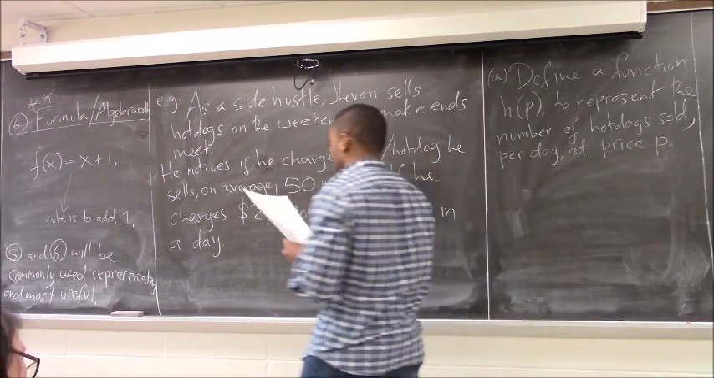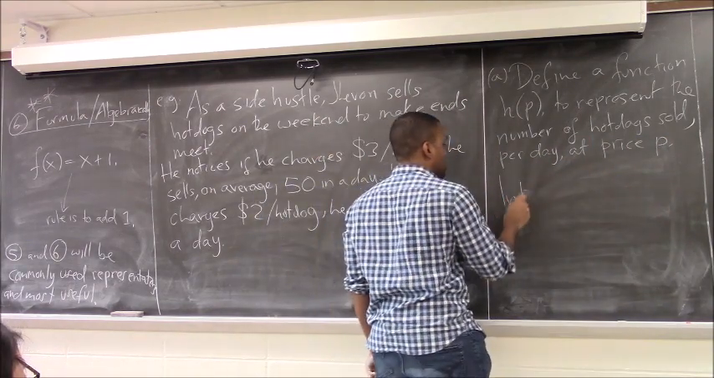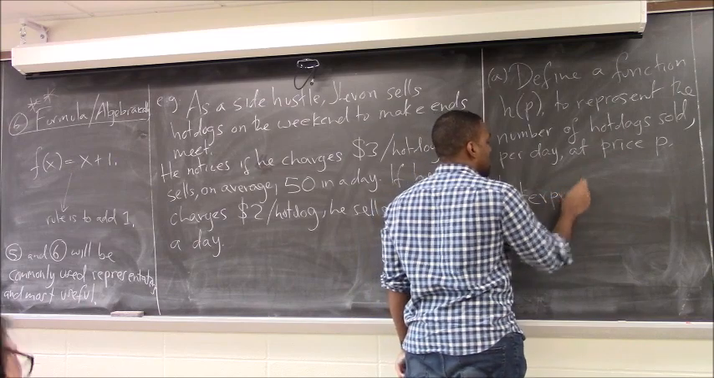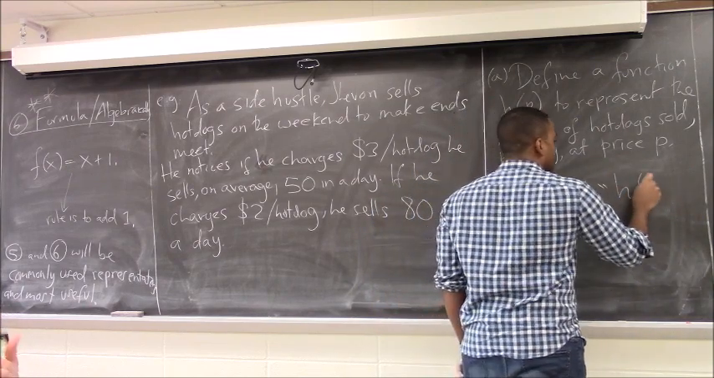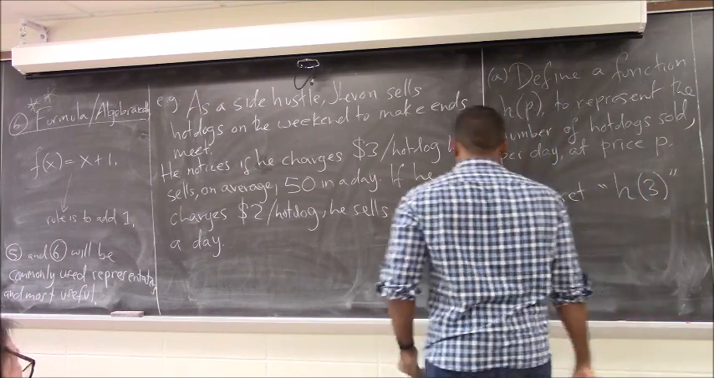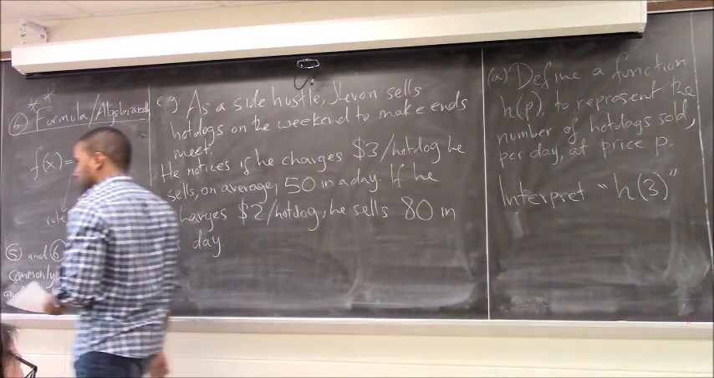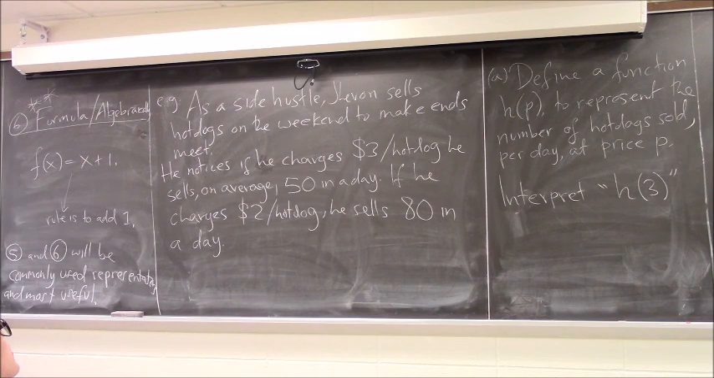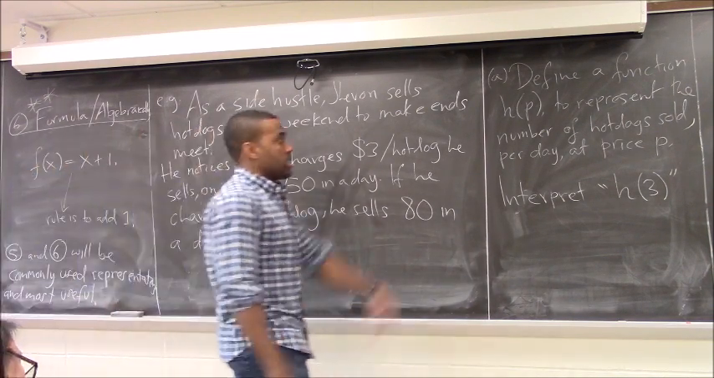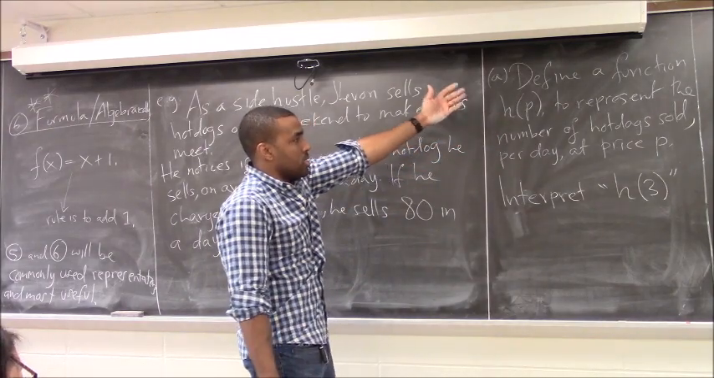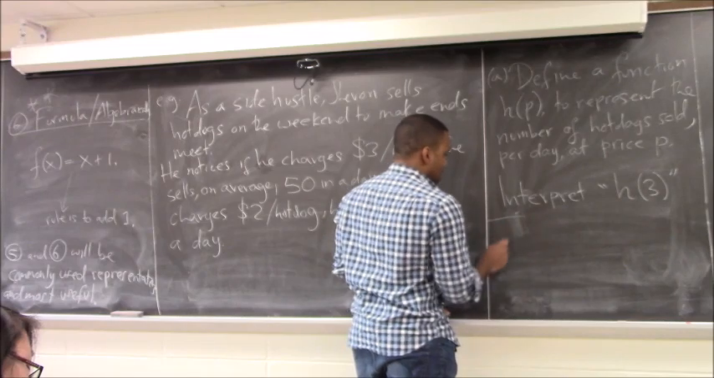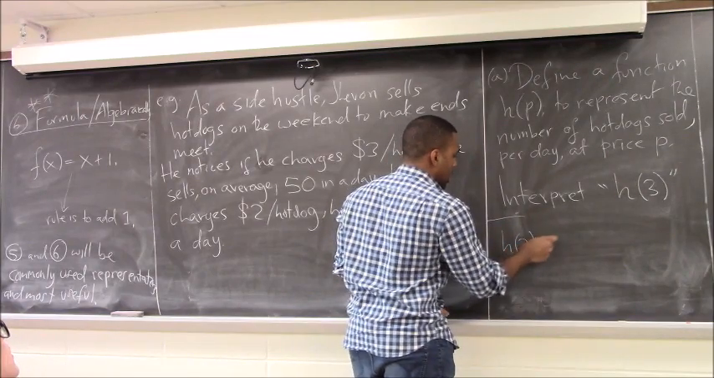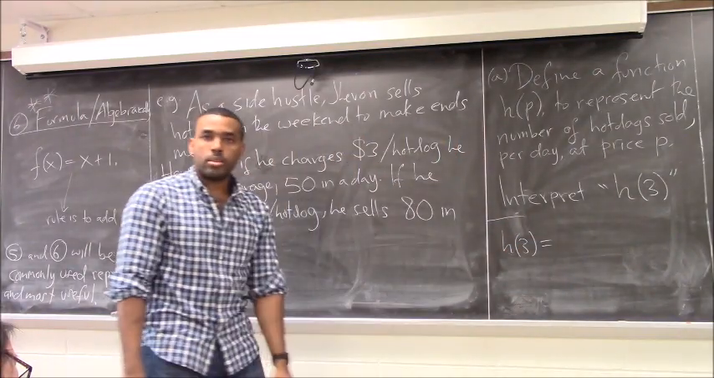Okay, now here's the question. Interpret. When I say interpret, I mean explain to me in words. When I say h of 3, what am I saying? So I said h of p is a function that represents the number of hot dogs I sell at price P. How can we interpret h of 3? How can you say in words what that would mean?